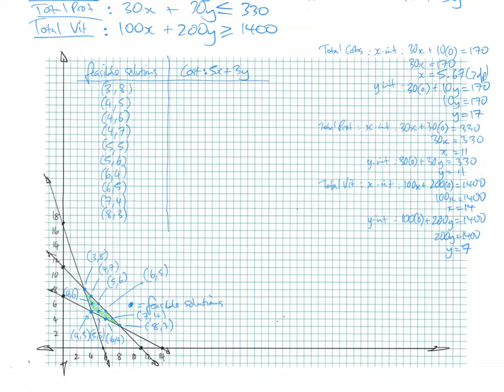So what we're doing is substituting. I'll show the first one in full. We're substituting this value of x and this value of y into the cost objective function, which is 5x plus 3y. So 5 lots of 3 plus 3 lots of 8 is 15 plus 24, which is 39. So that's one possible cost.